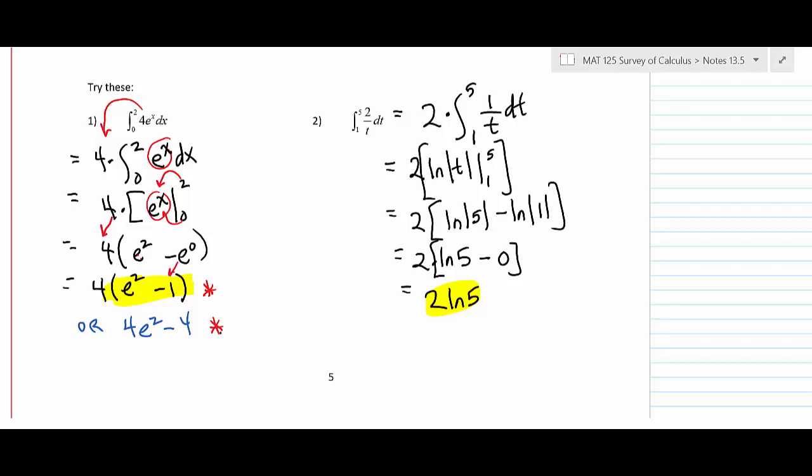Now on the next one, I bring the 2 out. That leaves me with the integral from 1 to 5 of 1 over t dt. The antiderivative of 1 over t is ln t, evaluated from 1 to 5. Once you get the antiderivative, it's pretty simple to finish. Just bring the 2 down, then you're doing ln 5 minus ln 1. The 2 is separate from that, so at the end you just multiply by 2. So ln 5, leave it alone. ln of 1 is 0, so there's your answer. Okay, does that make any sense?